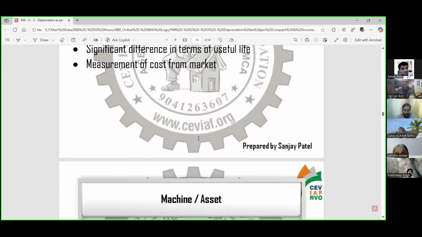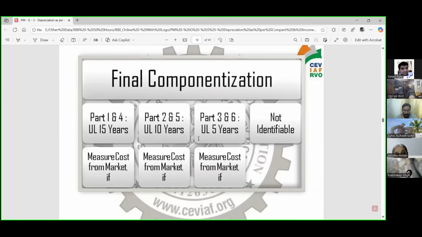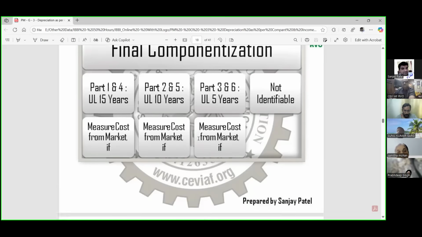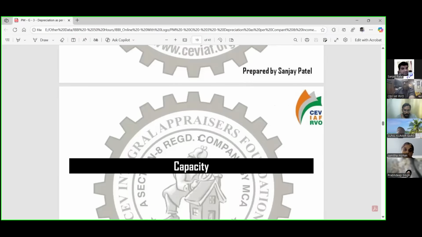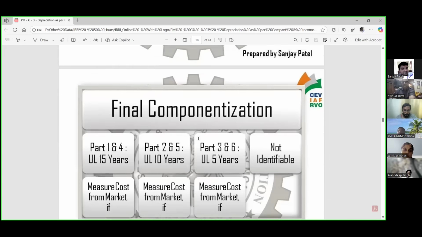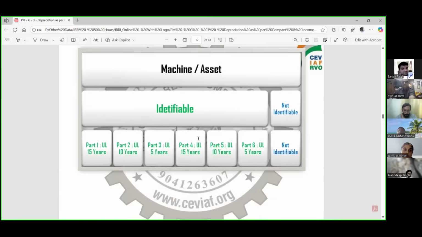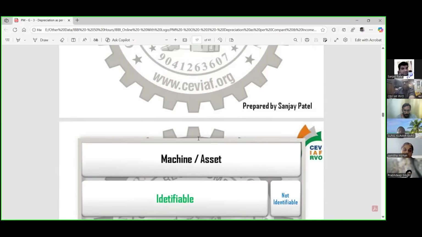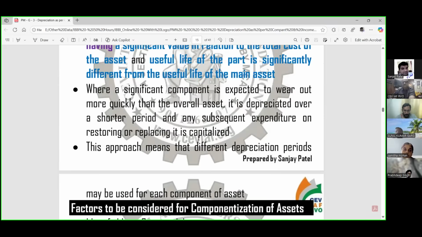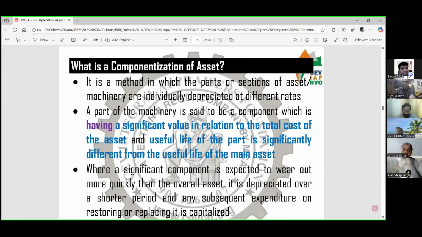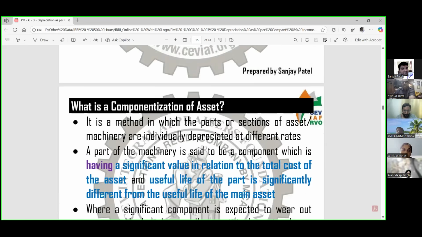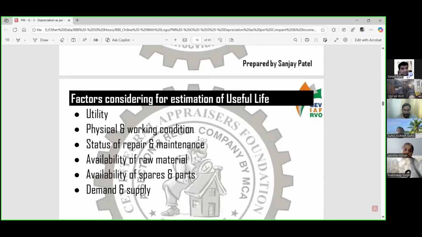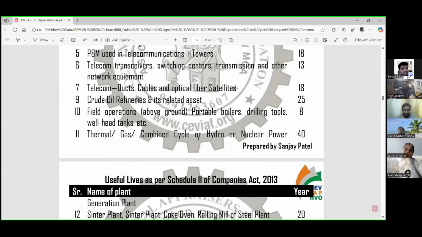But it was too difficult for many complex machines or machinery which was purchased historically, a long time back. So the entire exercise was a failure and it is on hold. But it is a part of the syllabus: what is the componentization of the assets? Yeah. Any doubt? Any questions?